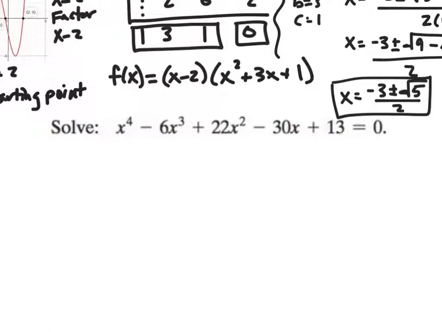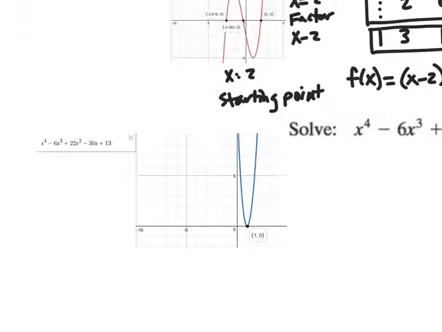First things first, again, I could do the list of possible zeros, and it wouldn't be too bad. It'd just be 13 or 1, which we'll probably end up using. But let's graph this and see where it crosses the x-axis so that we can figure out what the zeros are.